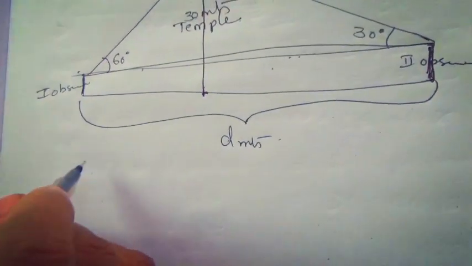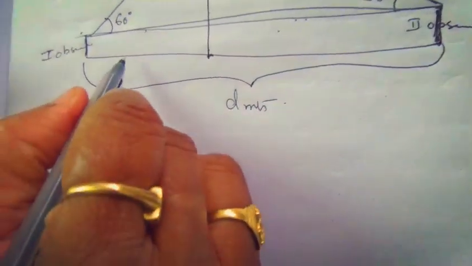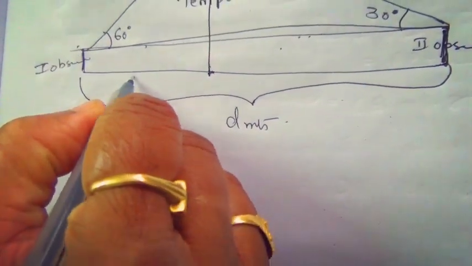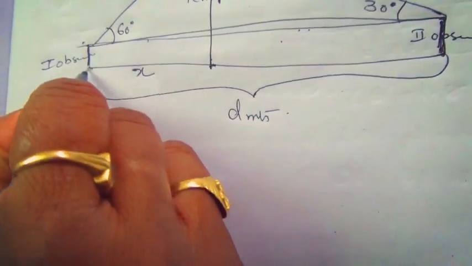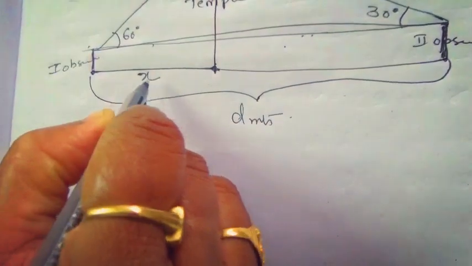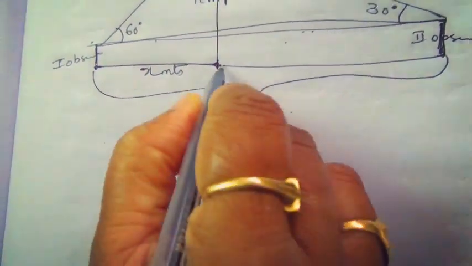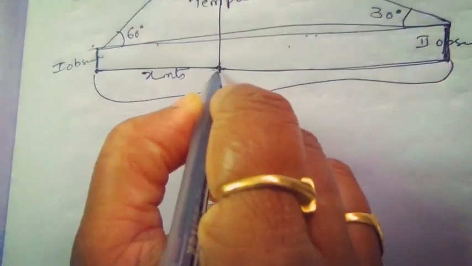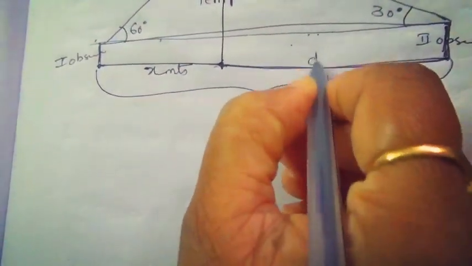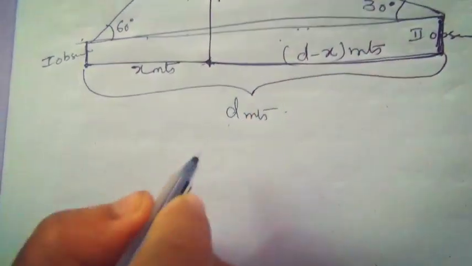So look at here. First of all, we just assume that the distance between the first person and the second person is x meters. So total distance is d, no? So d minus x. This was d minus x meters.